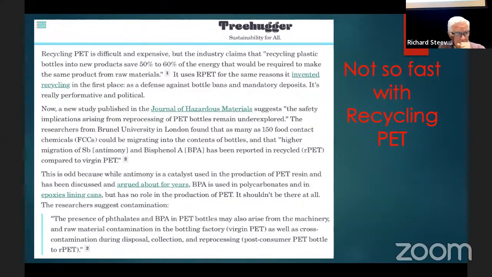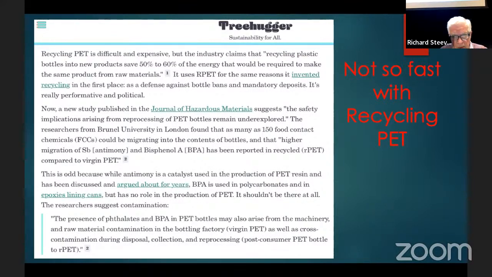The PET, some of the stuff gets in it, and they found some antimony and some bisphenol A, or BPA, you've all heard about that, has been found in these recycled PET bottles. And so they think this is kind of odd because antimony is a catalyst used in the production of the PET resin, and has been discussed and argued about for years.